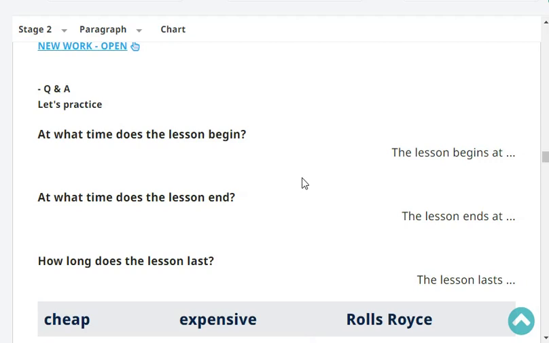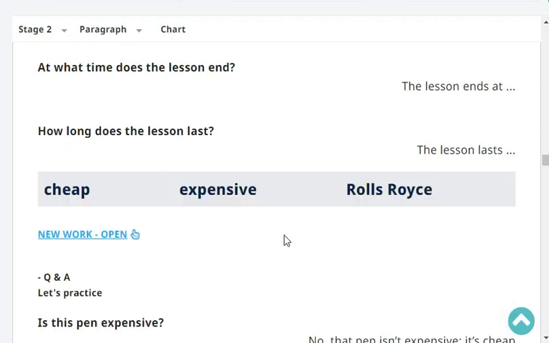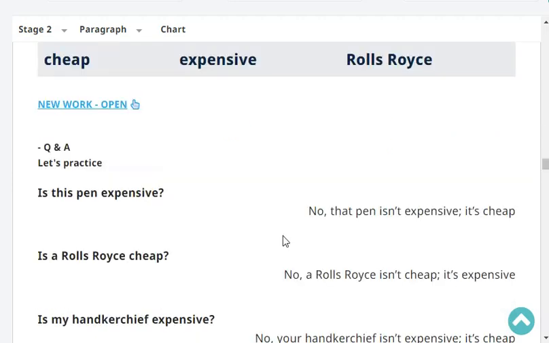What time does the lesson end? The lesson ends at 8:25 a.m. Very good. How long does the lesson last? The lesson lasts 25 minutes. Very good.